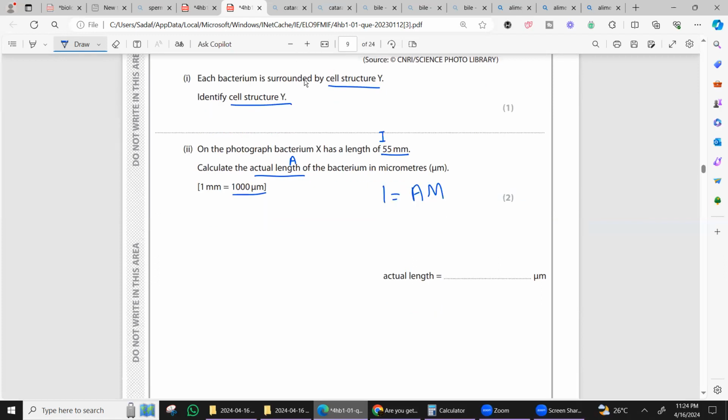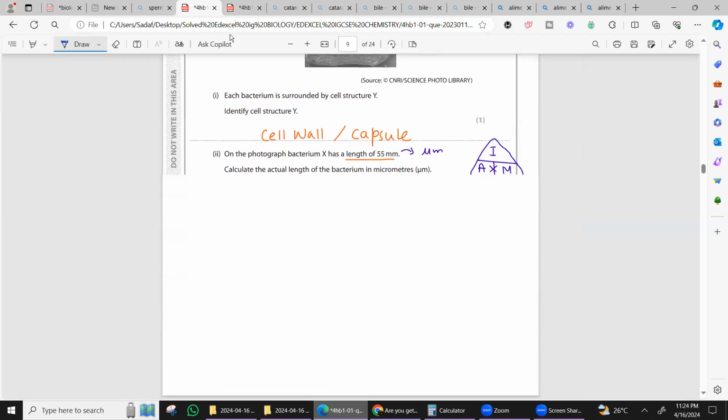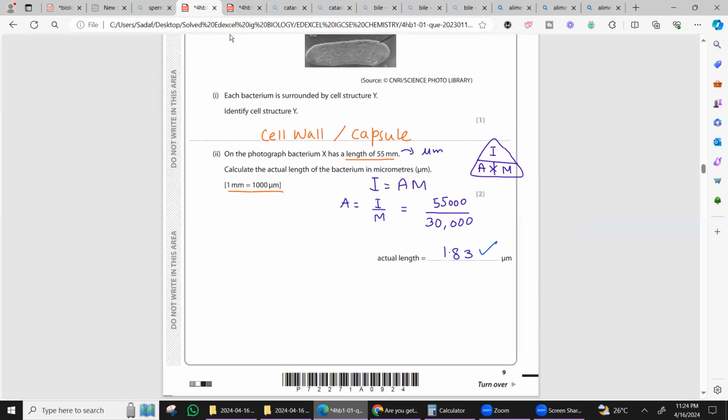The formula you have to learn is I is equal to AM. It's so easy to learn. I AM. Let's see the triangle. Triangle is telling us I equal to AM. If you want to find A, I divided by M. You want to find the size of actual image, that is image divided by magnification.